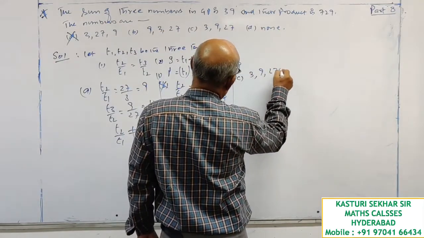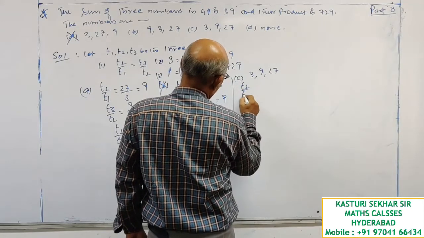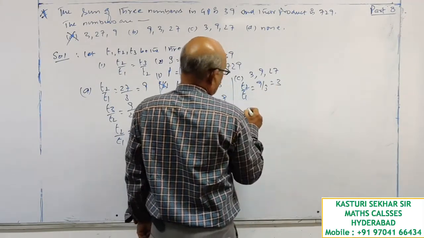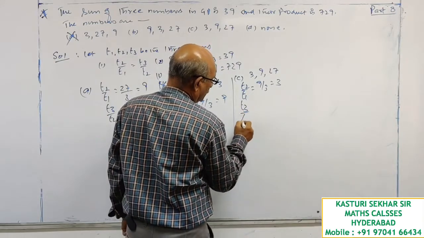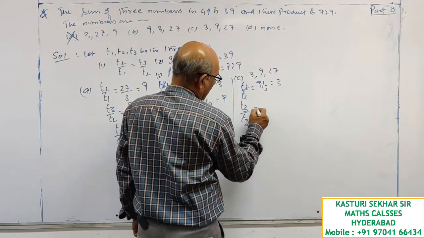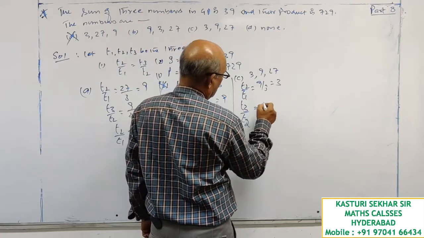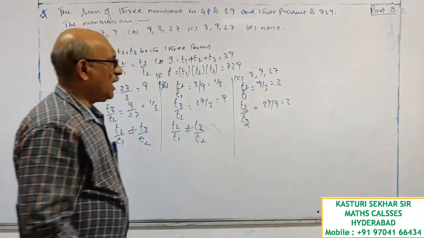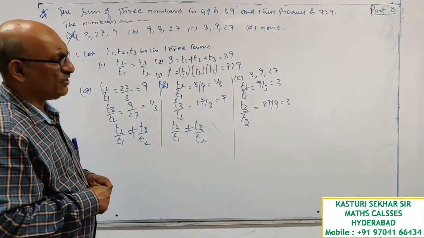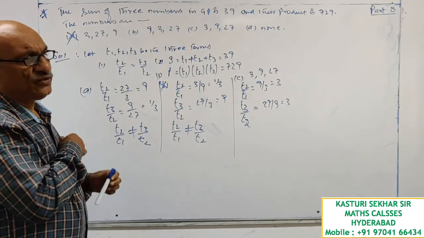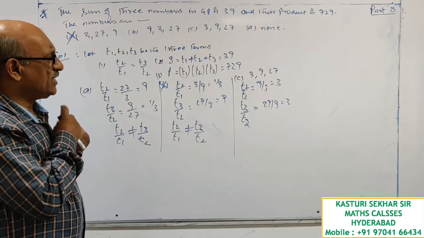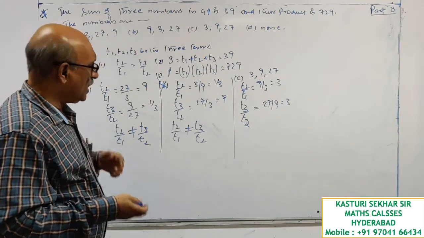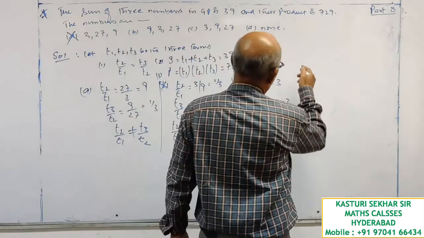3, 9, 27. T2 by T1 is equal to 9 by 3, this is 3. T3 by T2 is equal to 27 by 9, this is 3. Common ratio is the same. So the first condition is satisfied. Let us go with the second one.